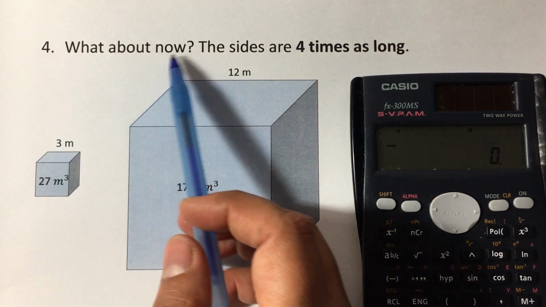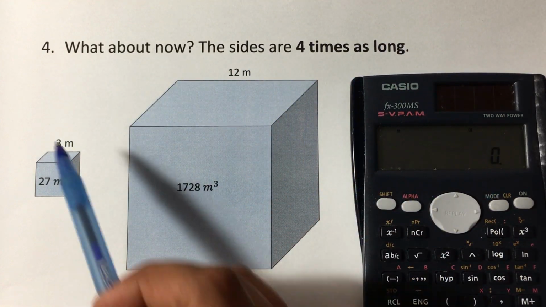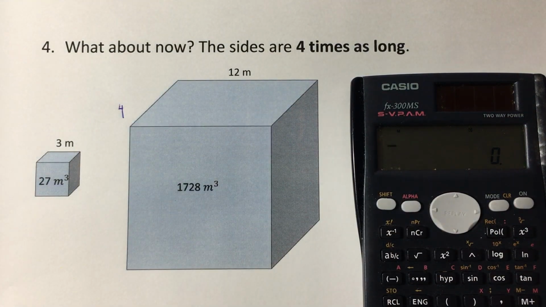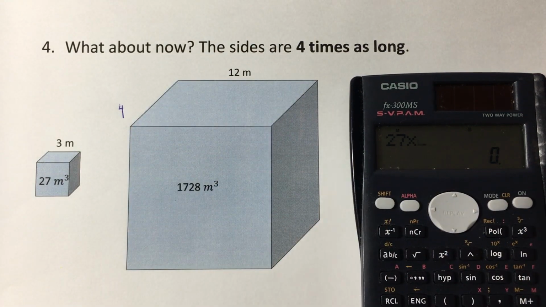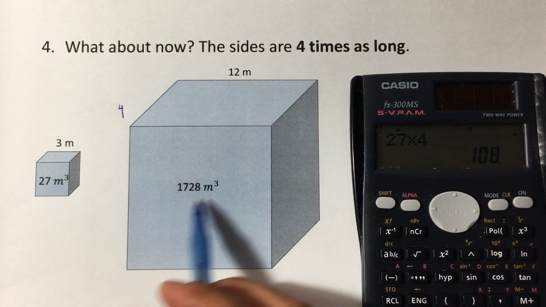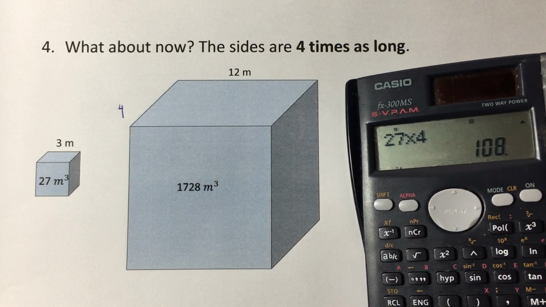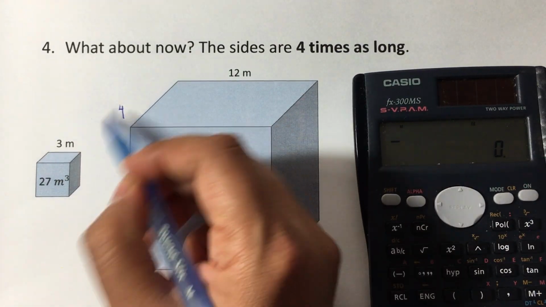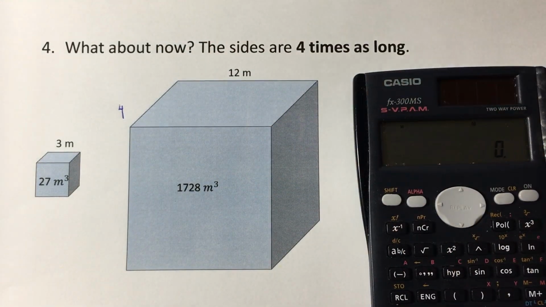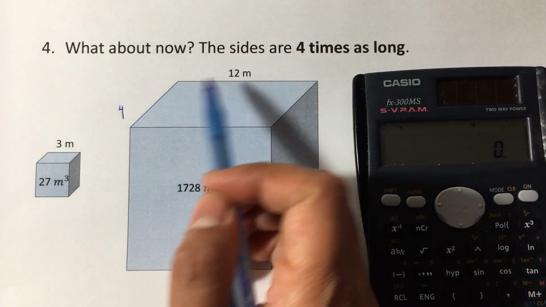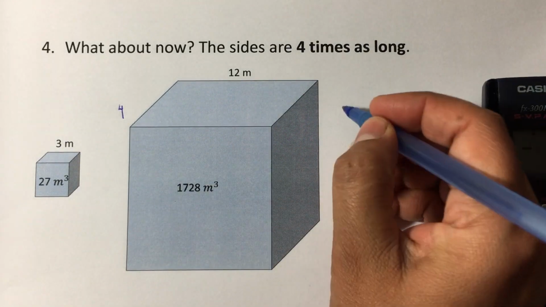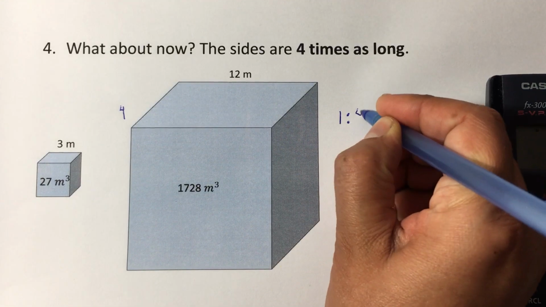For number 4, it says, what about now? The sides are 4 times as long. Why? Because 3 times 4 is 12. But we notice that 27 times 4 is not this amount. It's just 108. What do I do? Well, how did I get this? Because in here, they're telling me. Well, all I have to do is divide 12 divided by 3 is 4. Okay, that means that the ratio is 1 to every 4.